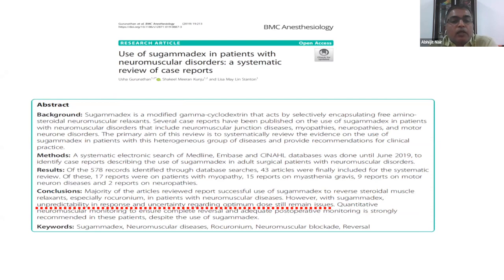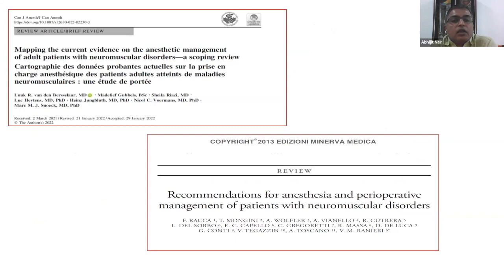The types of agents that were used in these patients in these case reports were all different. It was all mixed. So that is the reason why, with this review, they mentioned that Sugammadex, although it is better than other anticholinesterases, has an unpredictable response and still is not very, very safe. As I mentioned, there are no RCTs with this entity, but these are two very interesting review articles.